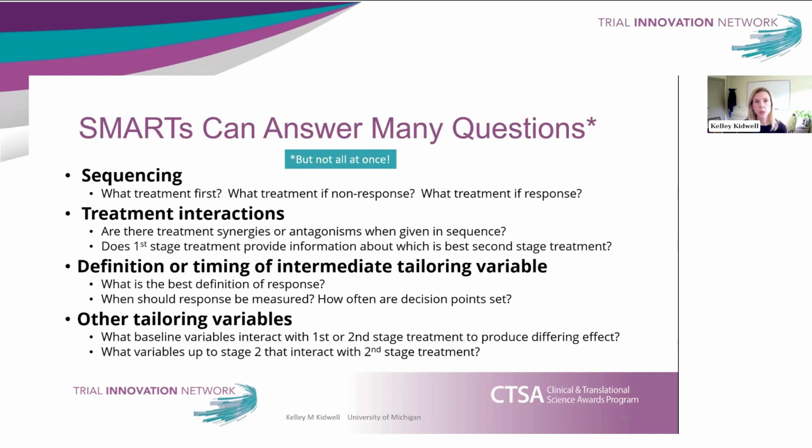And then subsequently, you can also be thinking about, well, what are the specific subgroups for which these sequences of treatments work best? So what are these additional tailoring variables, at baseline and along the way to second stage randomization, that I may use to figure out the specific subgroups of individuals for whom this dynamic treatment regimen is going to work best? So SMARTs can be incredibly powerful clinical trial tools to address these questions about dynamic treatment regimens.